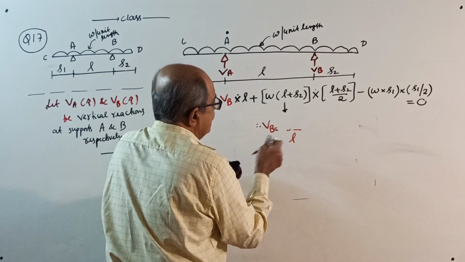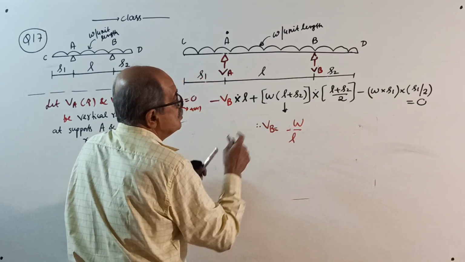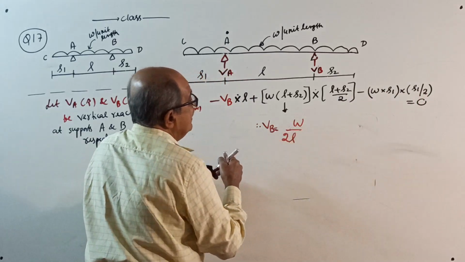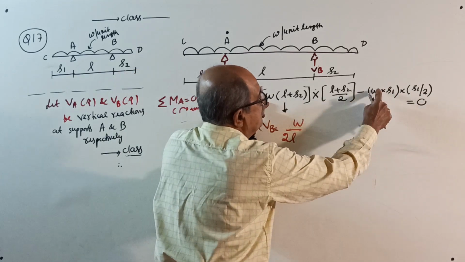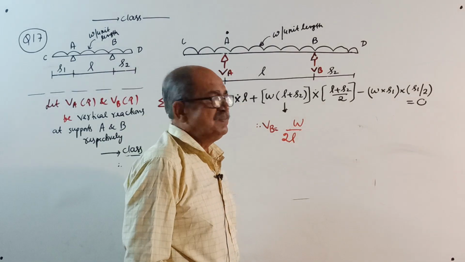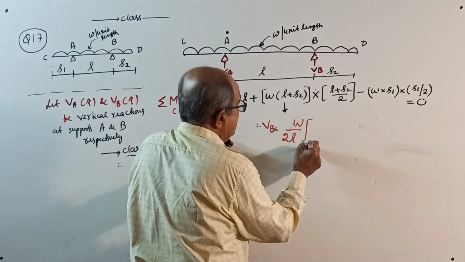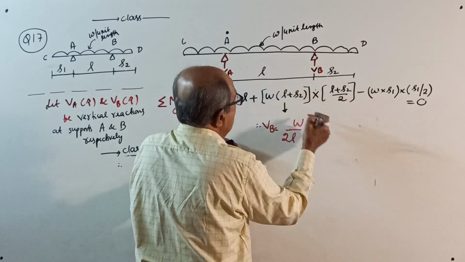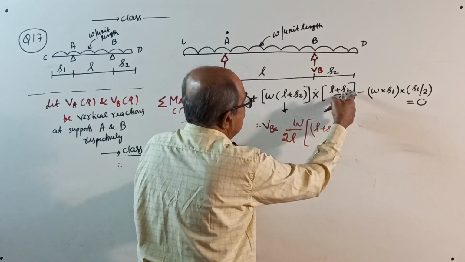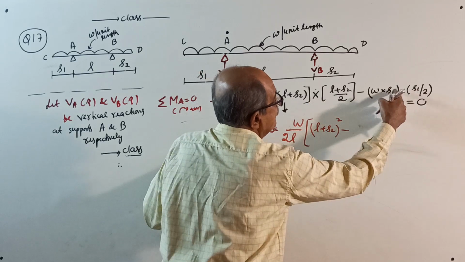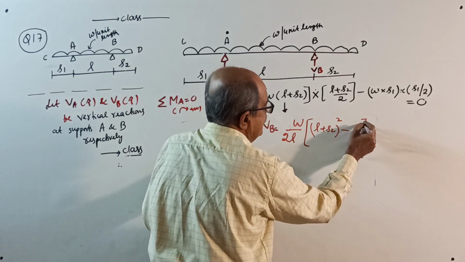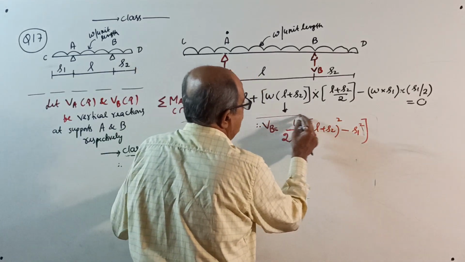See, you can take W outside. W by L. And also 2 and 2 common, so I can put W by 2L. See, W by 2 outside, and this L will be the denominator. High school mathematics. W by 2L into (L plus S2) whole square minus S1 square. Okay, this is the expression for VB. So we got the VB value.